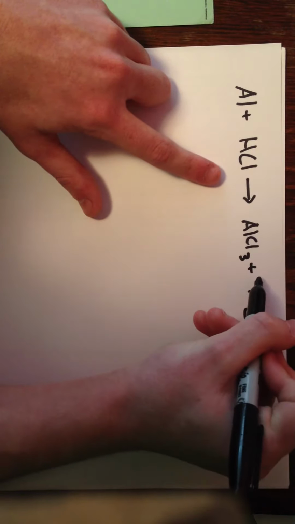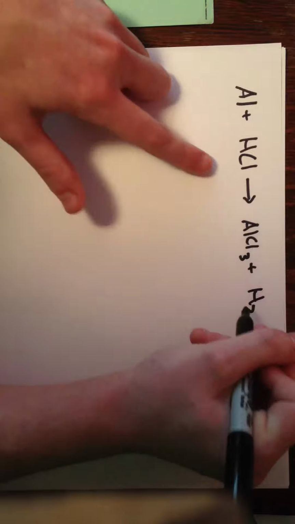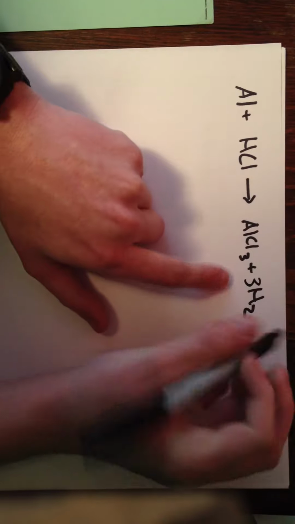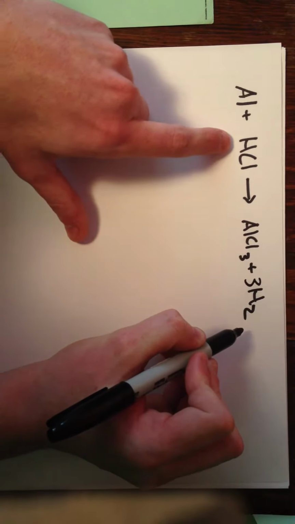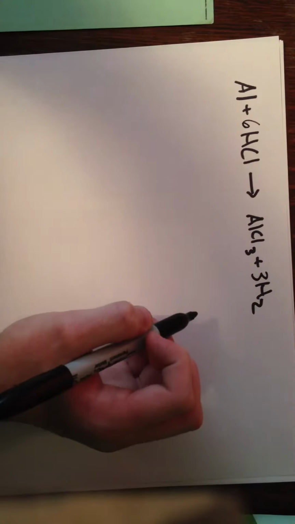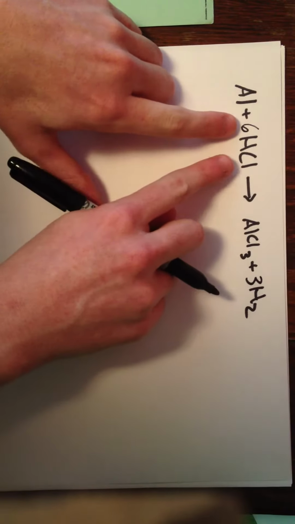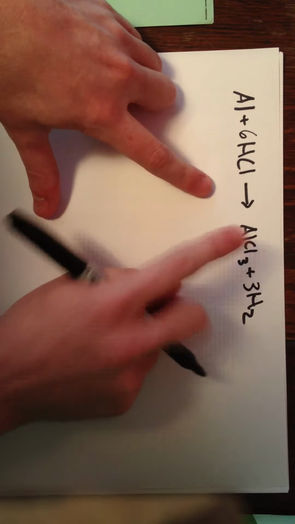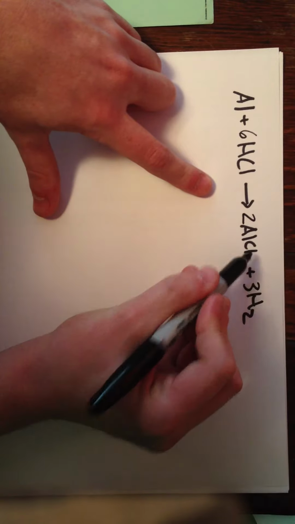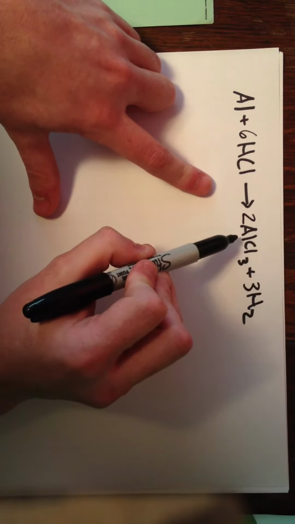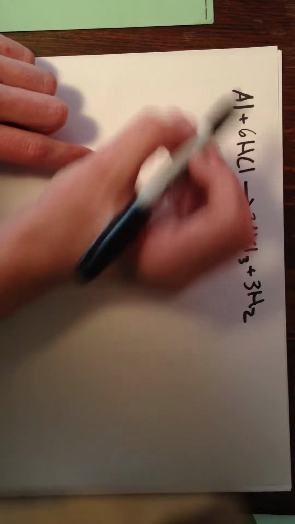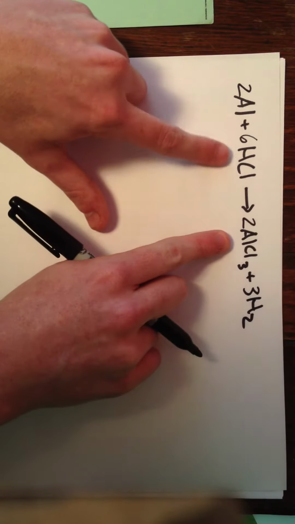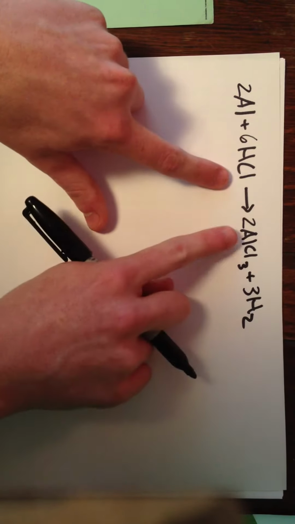The easiest way is to make this the lowest possible even number that we could. So the lowest possible one would be 6 hydrogens on this side. Then we would have 6 hydrogens on this side, which would create it so that we have 6 chlorines as well. So we'll put a 2 here because 2 times 3 equals 6. Now we have 2 aluminums, so we need 2 aluminums on this side as well. So we put a 2 there. Now it's all balanced out. Make sure we have 2 aluminums, 6 hydrogens, and 6 chlorines.